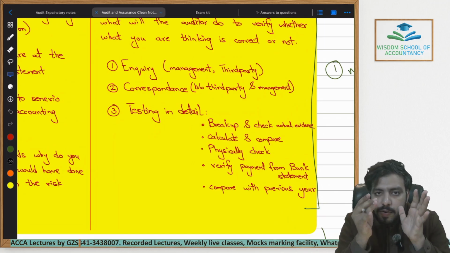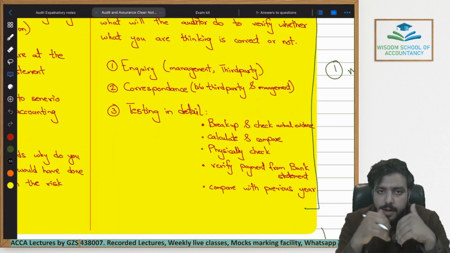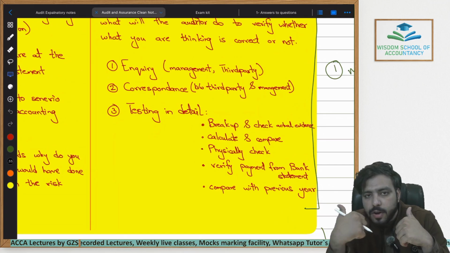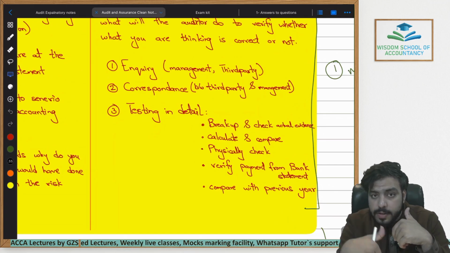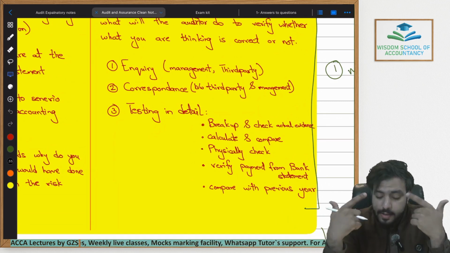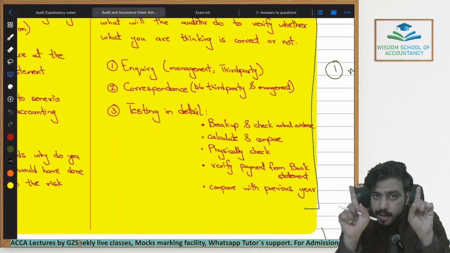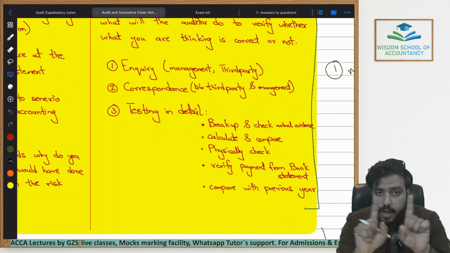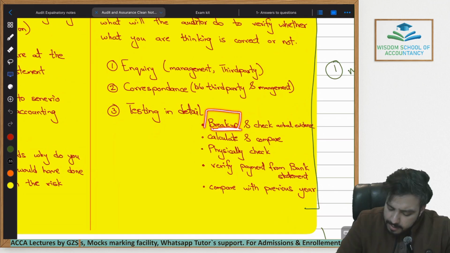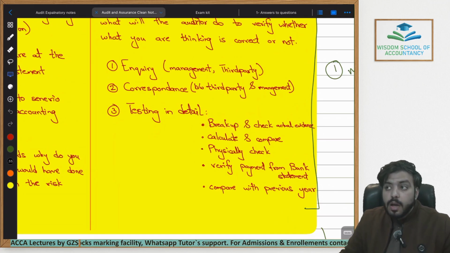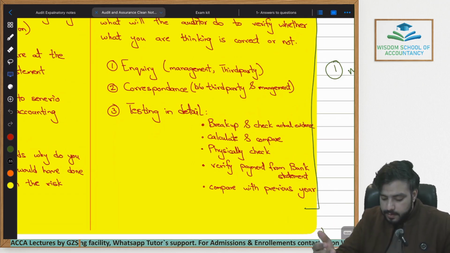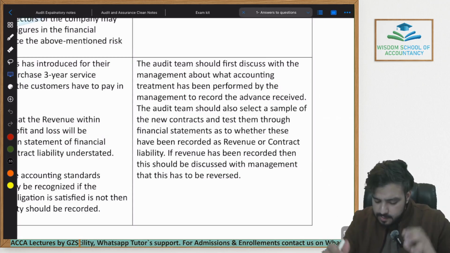Then you can trace those contracts, the receipts, the cash that was received from the customers, to where the management has recorded it. And if anything has been recorded within revenue, then this should be discussed with management, that they have to record it as a contract liability, not as revenue. They cannot record it as revenue. So instead of asking for a breakup of revenue, which cannot be asked, I can ask the management to give me all of the new contracts that they had with their customers regarding this new service that they are about to provide.